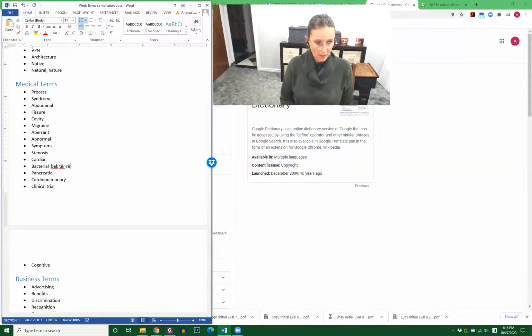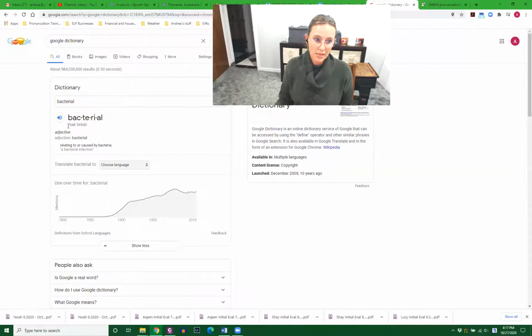Bacterial. That's how I would choose to write this. These little slash marks usually indicate phonetic spelling. So you'll see that in Google as well. They have slash marks. That's pronunciation type writing with the sound system. Again, this is tear, real, bacterial, okay?